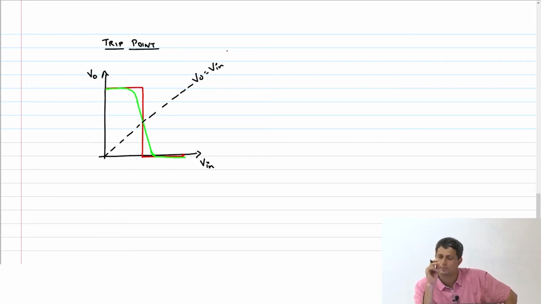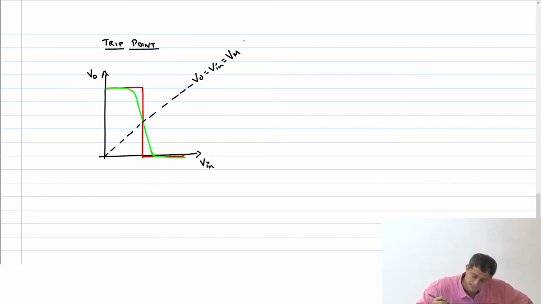of the inverter. So you may think that, well, the inverter trips as soon as you cross VTN, right? But for other reasons, it is better to define it somewhere in between. Okay, I'll tell you why. So this is going to be called VM. This point I'm going to call VM. This is my trip point.